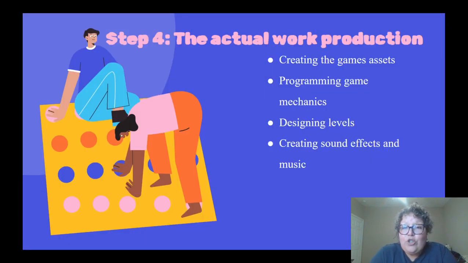Step four, the actual work production. So you want to create the game assets, program all of the mechanics of the game, design levels, and create sound effects and music. Now, if you're playing in the classroom, this could mean that you might be using an interactive buzzer. Perhaps you're playing music of your own. And if you are not in the classroom and you're playing interactively on the computer, this could mean that you have a playlist that you'd like to play during the game. Or perhaps you'd like to have different designs for different levels. This is something that you'll have to decide as you move along with the game process.